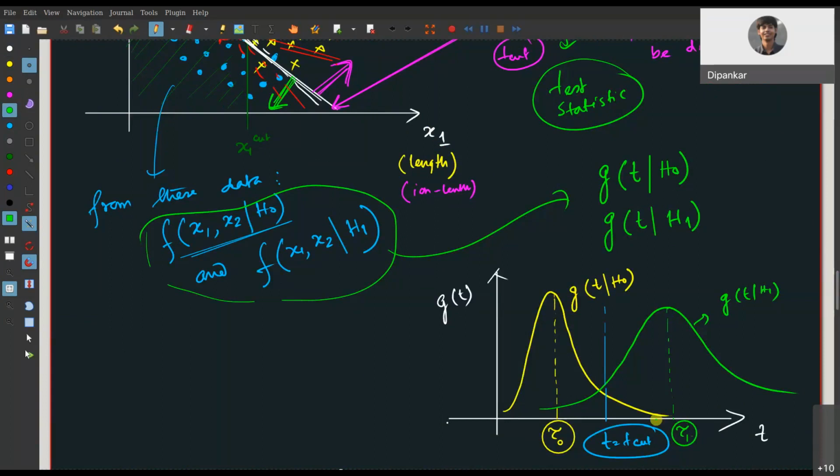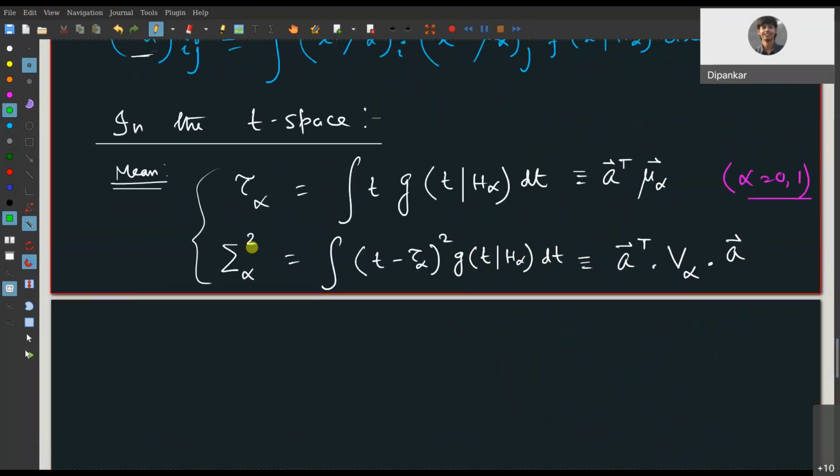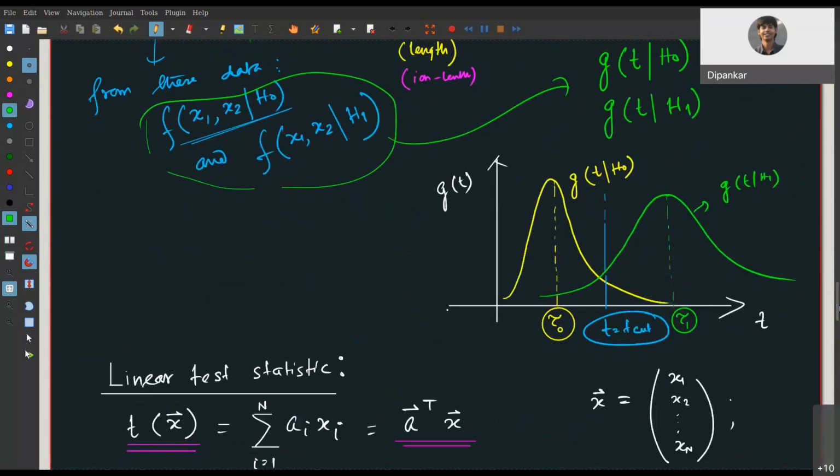Now, again, the width is given by the standard deviation. So what is this sigma alpha square, the sigma 0 square and sigma 1 square? So this is kind of my sigma 1. The mode is here, and apparently this width is a measurement of sigma 0. So this is a kind of measure of sigma 0.